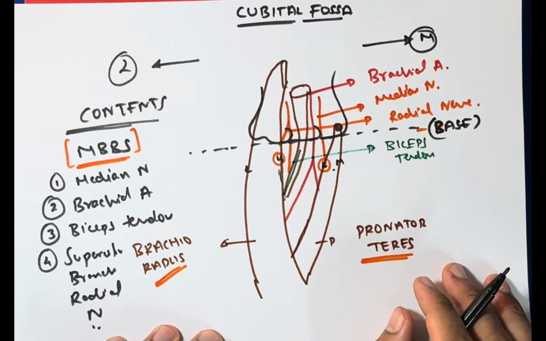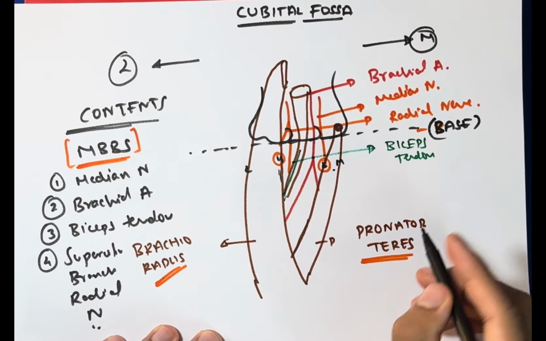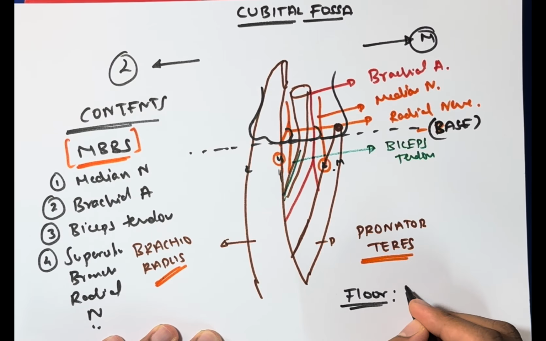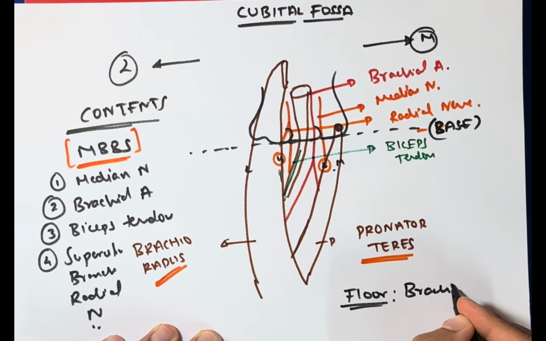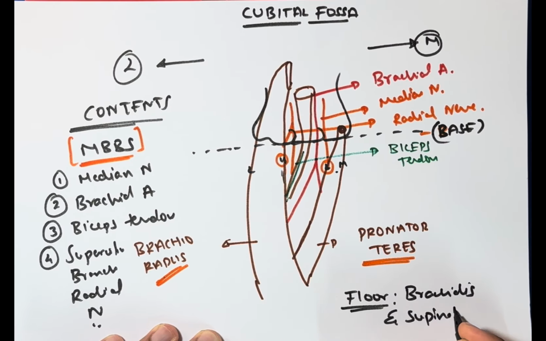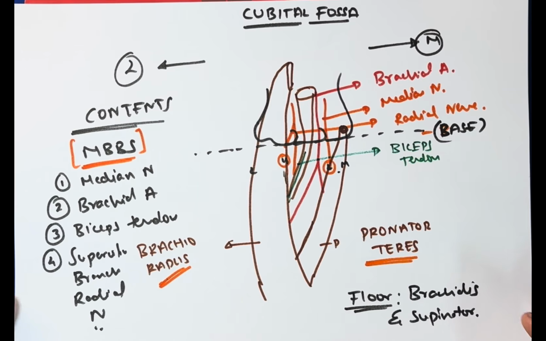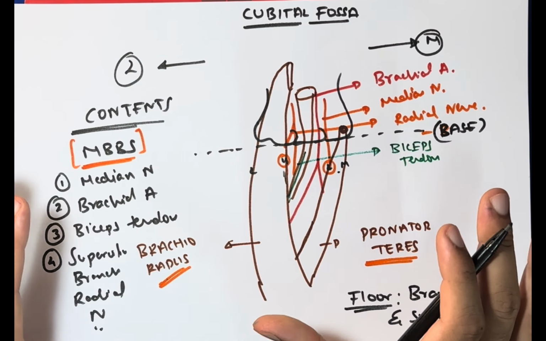And your floor is formed by two muscles. That is your brachialis and supinator. So this is your floor. So done with your cubital fossa diagram. This is how we should represent it in the exam and write some points neatly.